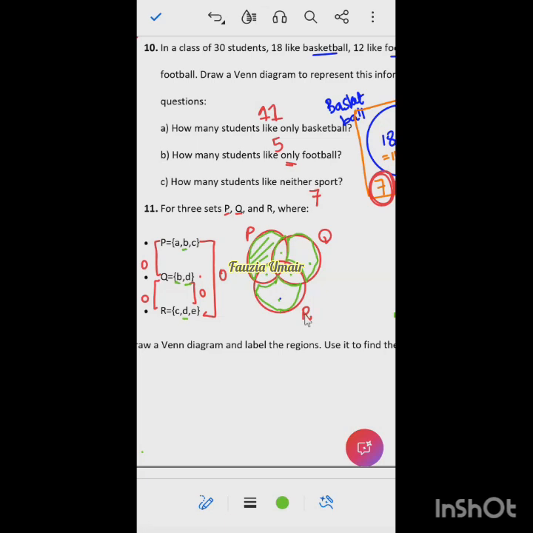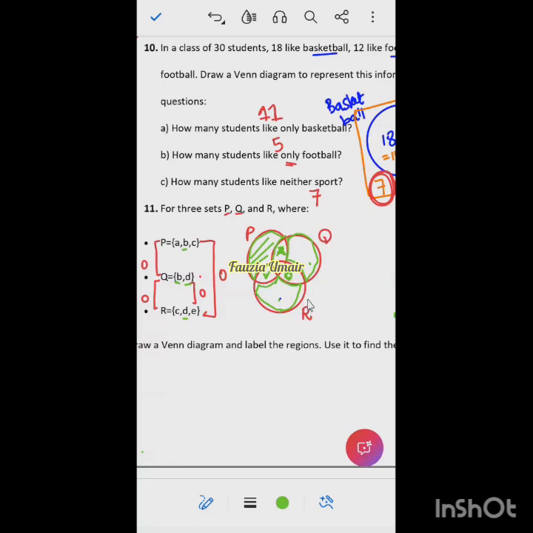Now look at this one. What about this region, where I'm putting a cross? This is the region which is common between P and Q, right? So the common elements of P and Q will come in this region. Same is the case here, P and R. So this is the region where the common elements of P and R will come, right? Similarly, this is the region where the common elements of Q and R will come.